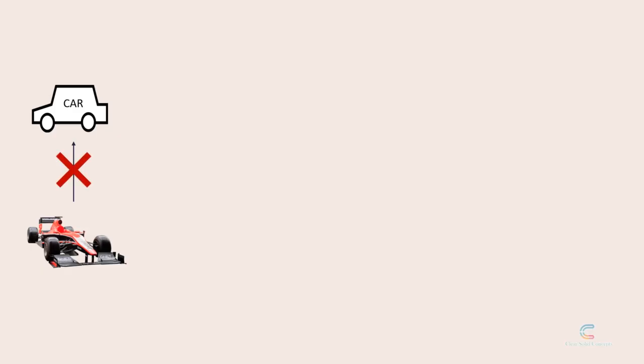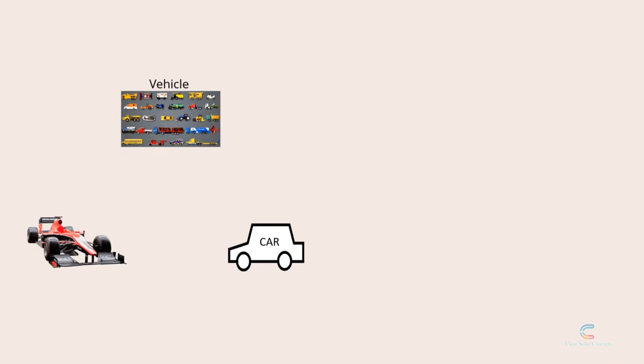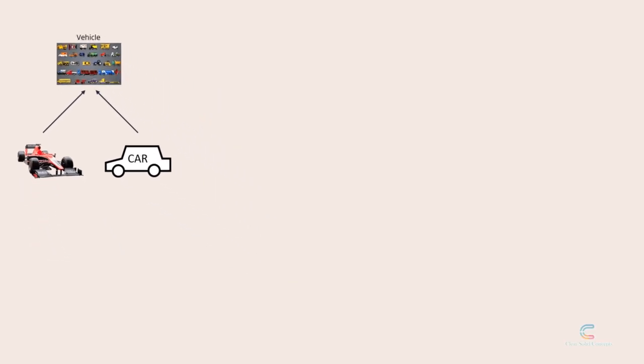Instead, we'll come up with a common parent for both. So we create a new class called vehicle, which is a very generic class which can represent any modes of transportation, including a truck, a boat, or an airplane. Then we make both car and racing car extend this vehicle class. We need to restructure the code also accordingly. Let's see how that can be done.